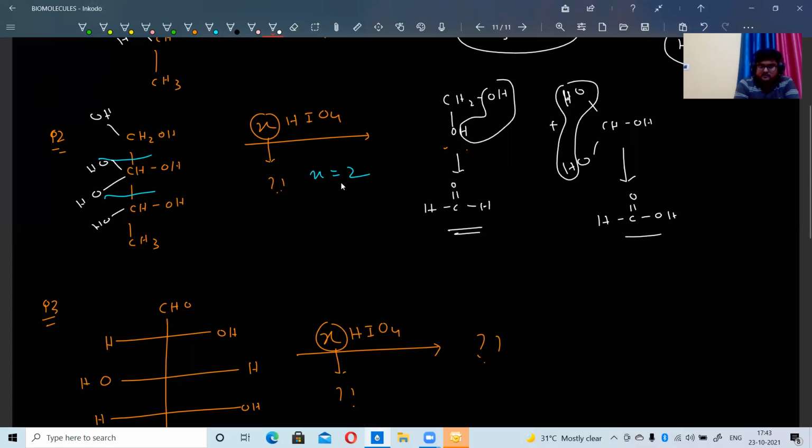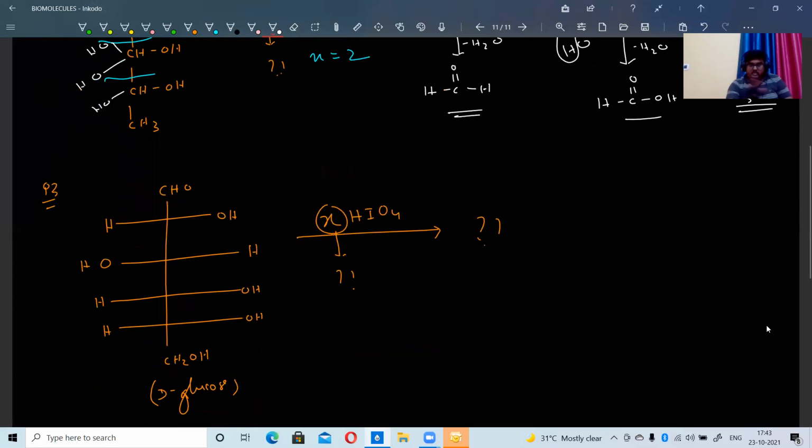Okay, and the third product, if you write down CH3CHOH, removal of 1 mole of water, in both cases water removal takes place, you get CH3CHO. Okay, now also remember HIO4 can react with vicinal diol system as well as it can react with alpha hydroxy carbonyl compound.